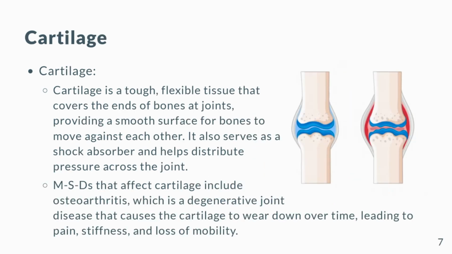Cartilage. Cartilage is a tough, flexible tissue that covers the ends of bones at joints, providing a smooth surface for bones to move against each other. It also serves as a shock absorber and helps distribute pressure across the joint. MSDs that affect cartilage include osteoarthritis, which is a degenerative joint disease that causes the cartilage to wear down over time, leading to pain, stiffness, and loss of mobility.